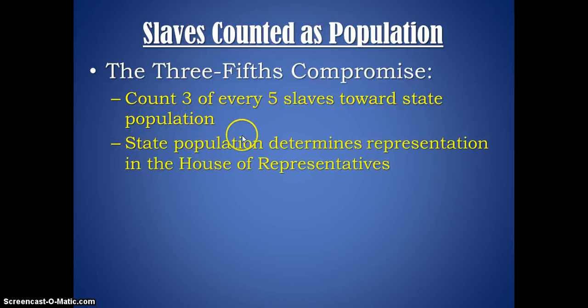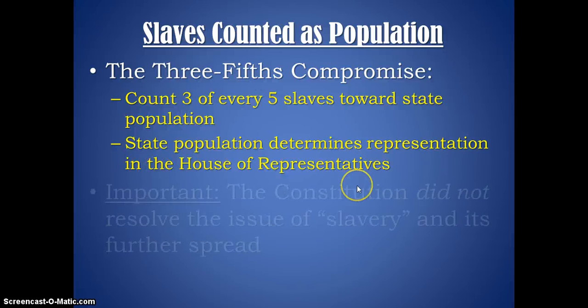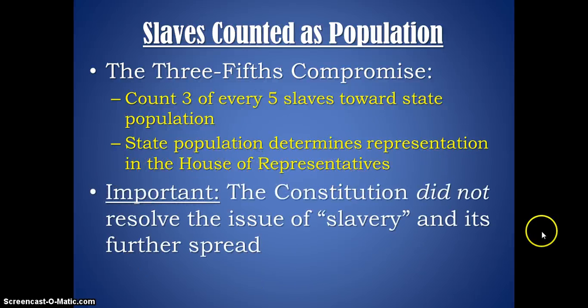And of course, the state population determines how much representation each state gets in the House of Representatives. It's very, very important. When the Constitution is finally agreed upon or ratified, the Constitution did not resolve the issue of slavery and its further spread. So you can see this is really quite racist. And that's the way that some of the early members of government kind of viewed things. Maybe we can remember that much of the South owned slaves. So 3/5 compromise.